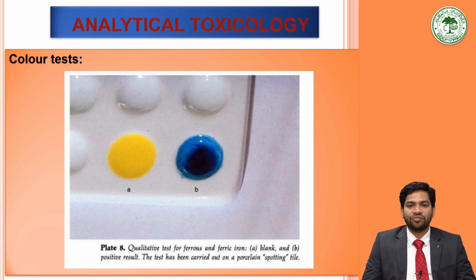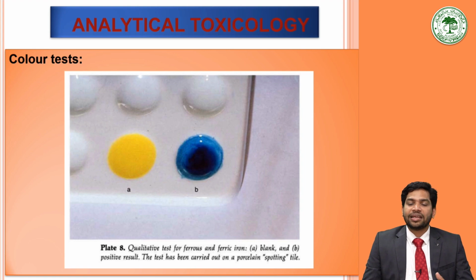So if, in place of 0.05 ml of potassium ferricyanide, 0.05 ml of potassium ferrocyanide solution is used and deep blue precipitate forms, then it indicates the presence of ferric iron.